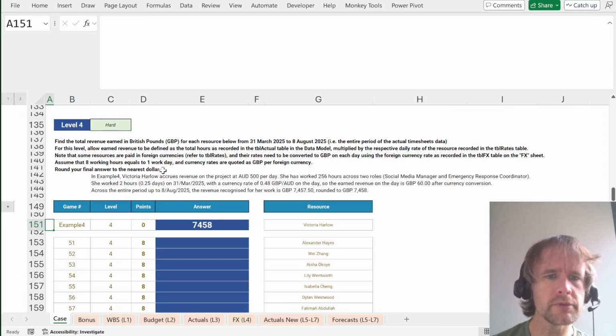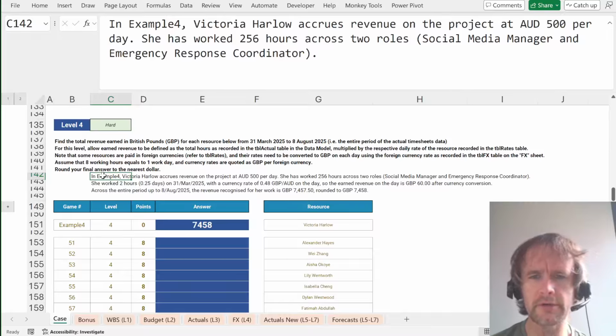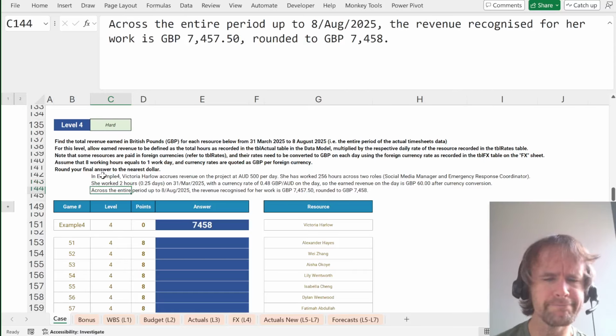Note that some resources are paid in foreign currency as referred to in table rates, and their rates need to be converted to GBP on each day using the foreign currency rate as recorded in the table FX in the FX sheet. 8 working hours equals 1 work day, and currency rates are quoted as GBP per foreign currency. Round your final answer to the US dollar. Okay, so Victoria Harlow accrues revenue on the project at $500 a day for 256 hours across 2 roles. Oh, dear Lord. Across the entire period. Okay.